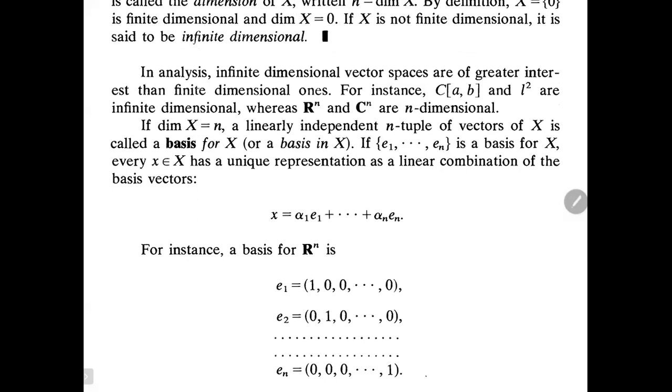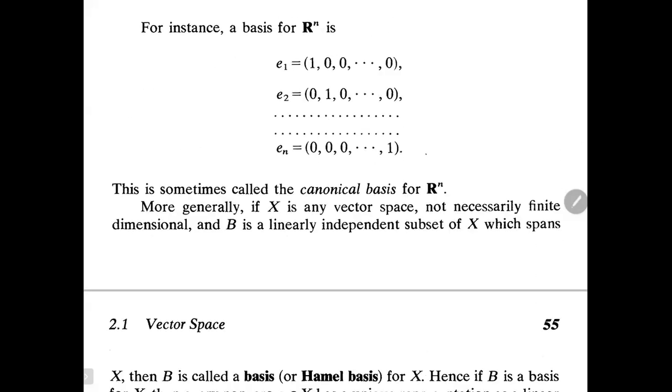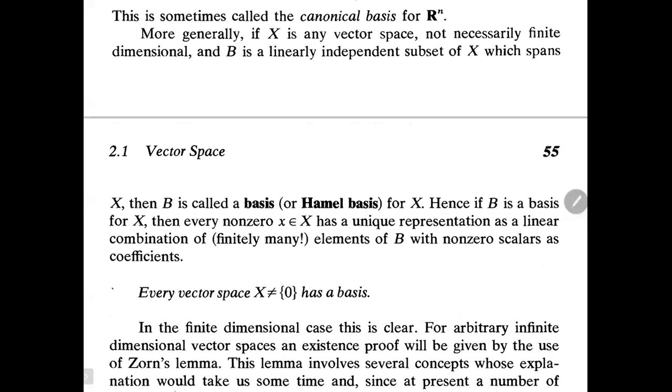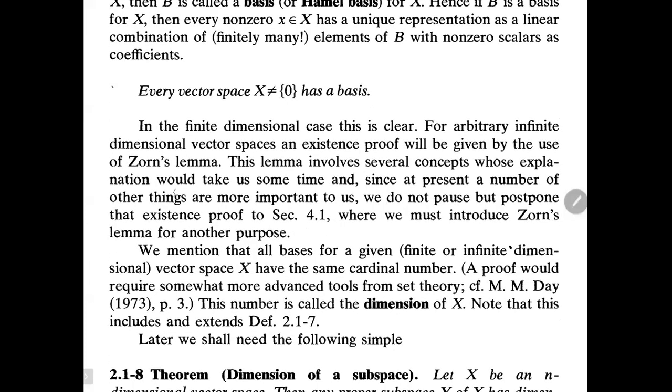So for example, Rn is finite dimensional, Cn is finite dimensional, right? C[a,b], the space of continuous functions, is not finite dimensional. Lp is not finite dimensional. And then this result: every vector space has a basis. So you don't need to worry about that. Every vector space has a basis.